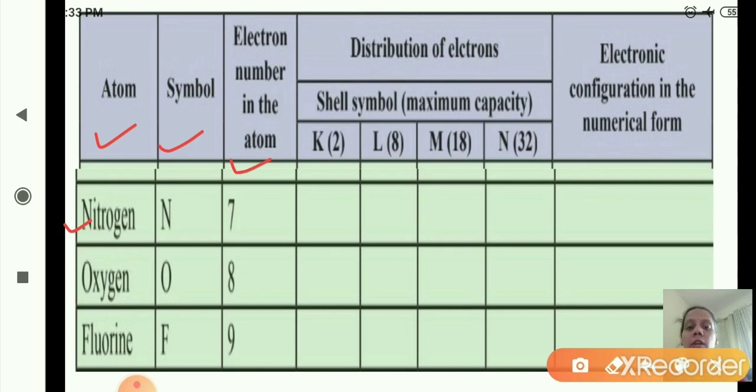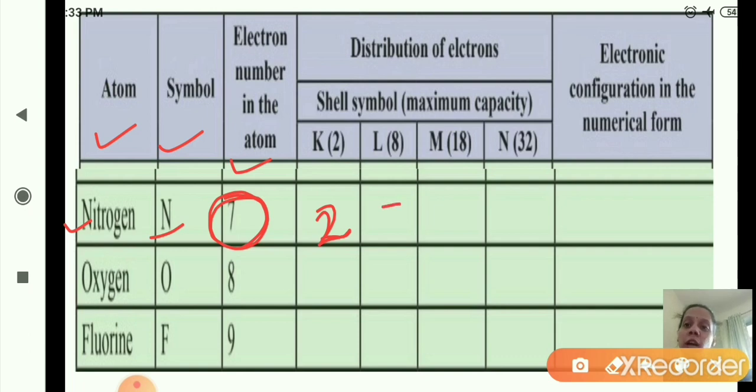What is the symbol for nitrogen? That is N. And how many total electrons are present in the nitrogen atom? That is 7 electrons. So now we'll start arranging. Always you will start arranging from K shell. K, then L, then M, then N. So first we will arrange 2 electrons here, as the maximum capacity of K shell is only 2 electrons. So from these 7 electrons we have arranged 2 electrons in K shell. How many electrons are remaining now? From 7, 2 we have arranged. So now 5 electrons are remaining.